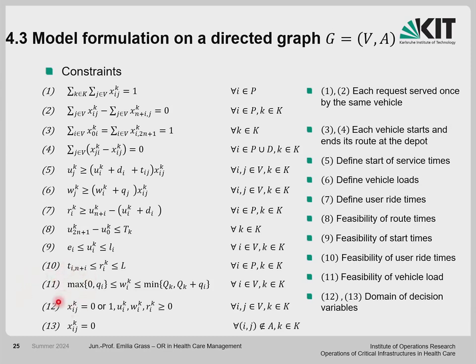And then the 11th one is simply that you cannot carry more patients than the vehicle capacity allows. If you have 3 seats and you have 5 patients, that cannot be. You can only carry 3 patients. Okay, questions so far?